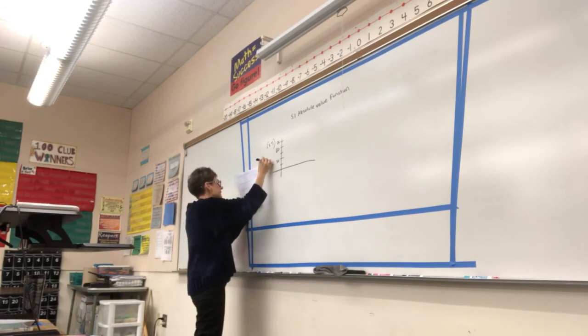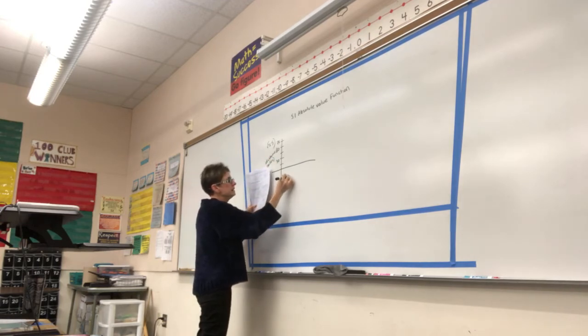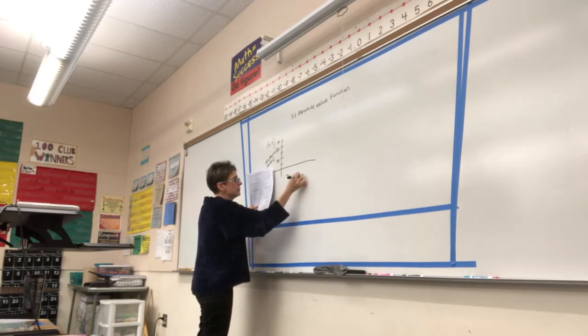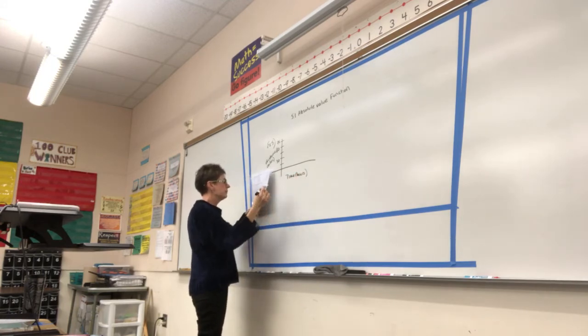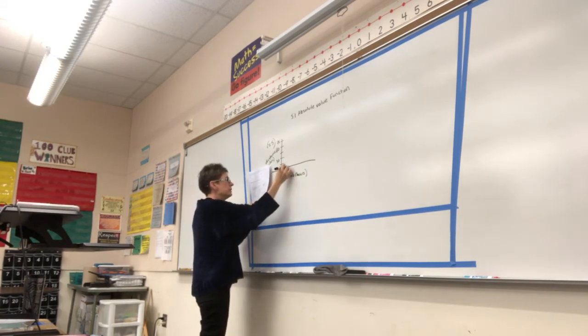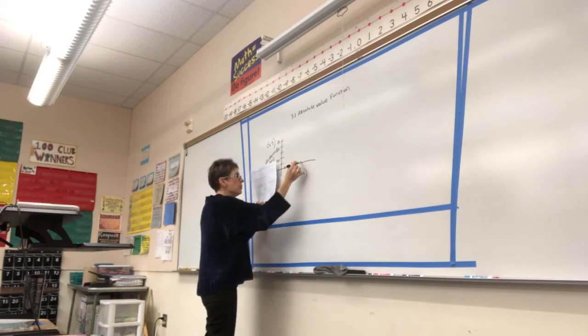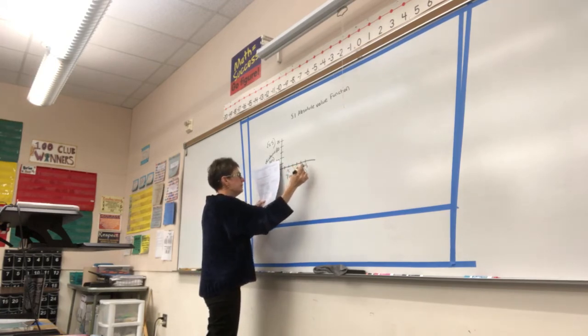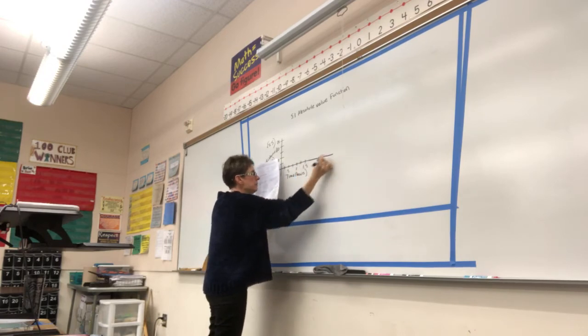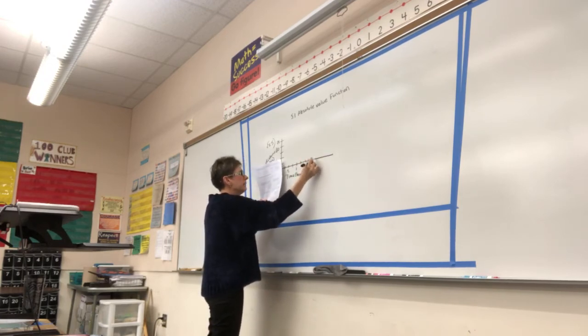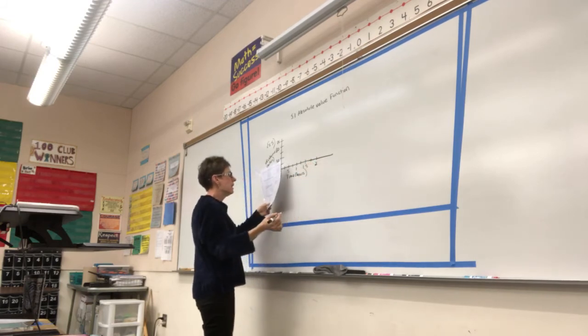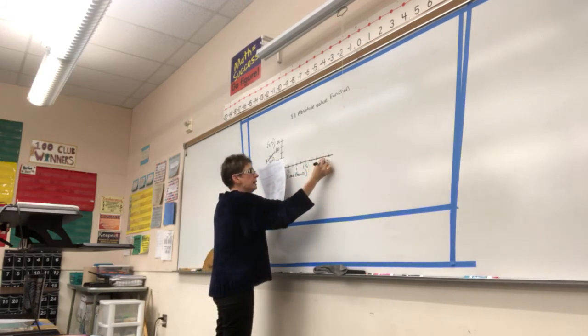The y-axis is distance in miles, and the x-axis is time in hours. So let's see, we're going to mark off every 0.25. So I've got 0.25, 0.5, 0.75, 1, 1.25, 1.5, 1.75, 2, 2.25, and 2.5.